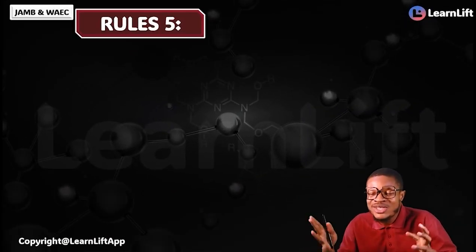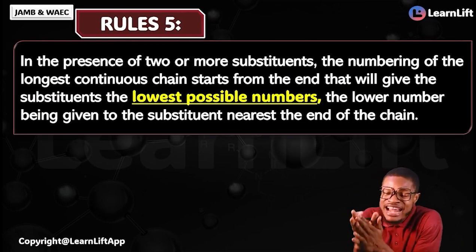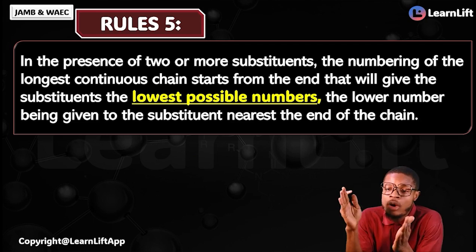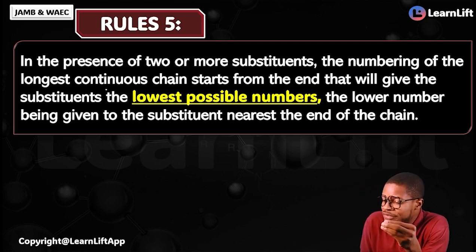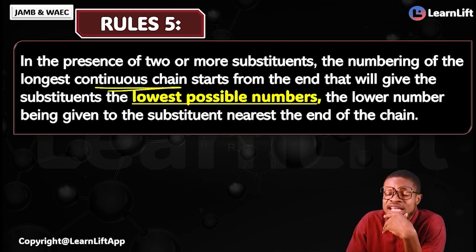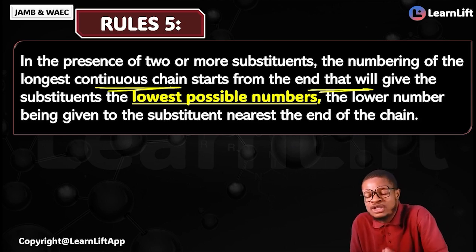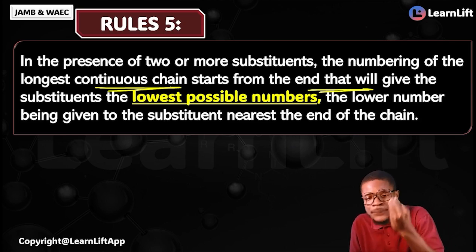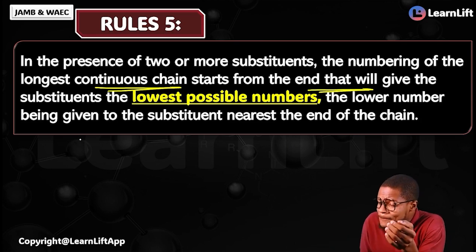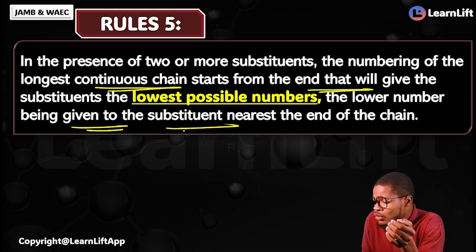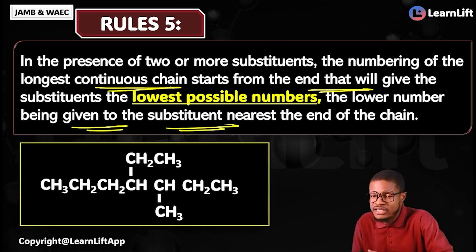Now, the next rule is rule number 5. In rule 5, what happens in the presence of 2 or more substituents? The numbering of the longest continuous chain starts from the end that will give the substituents the lowest possible numbers. Don't worry, I will explain. The lower number is given to the substituent nearest to the end of the chain. Don't stress. Come, let me interpret. Look at this very fast.